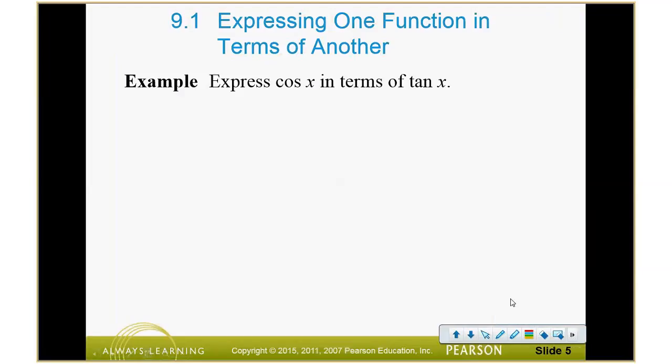There we go. All right, and this is an example. Express cosine in terms of tangent.